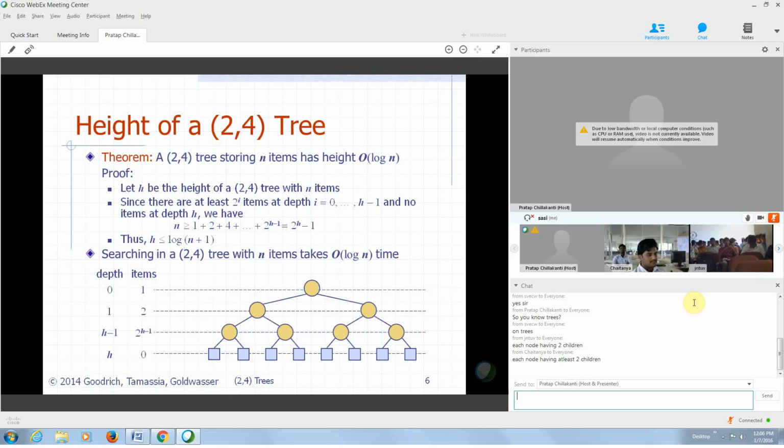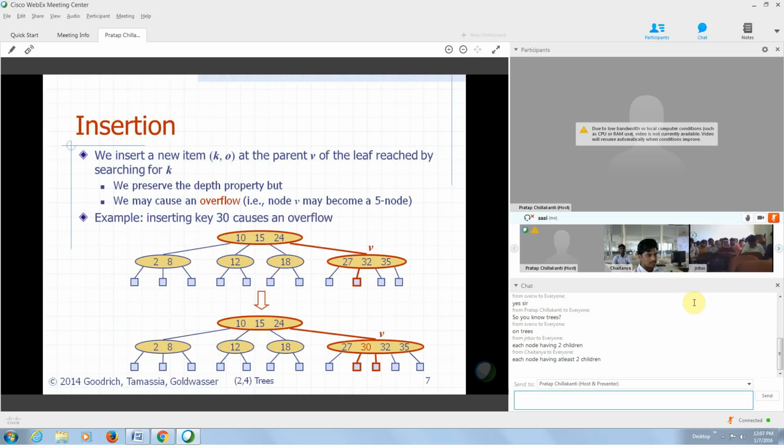So look up what a 2-4 tree is. Theorem. The moment I see the word theorem, I usually delete it. So how do you insert a new item at the parent v of the leaf reached by searching for k? These are all some of the, like for example, programming, have you learned something like Stack Overflow and things like that?